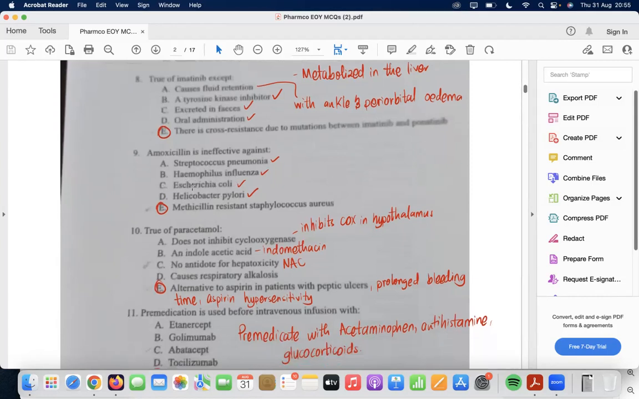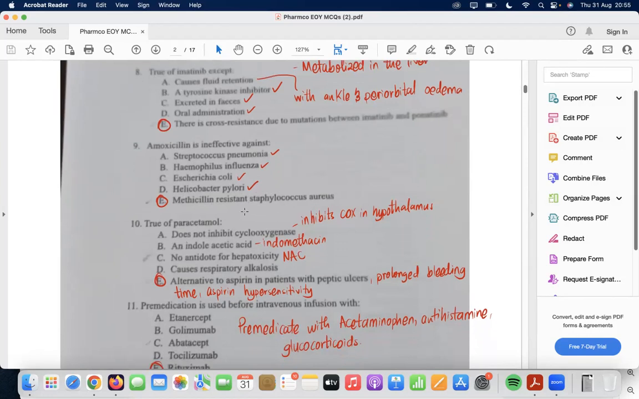Haemophilus influenzae, yes, H. influenzae was there. E. coli, H. pylori, Klebsiella, yeah, they were there. I don't think amoxicillin is effective against methicillin-resistant Staph aureus. Yeah.